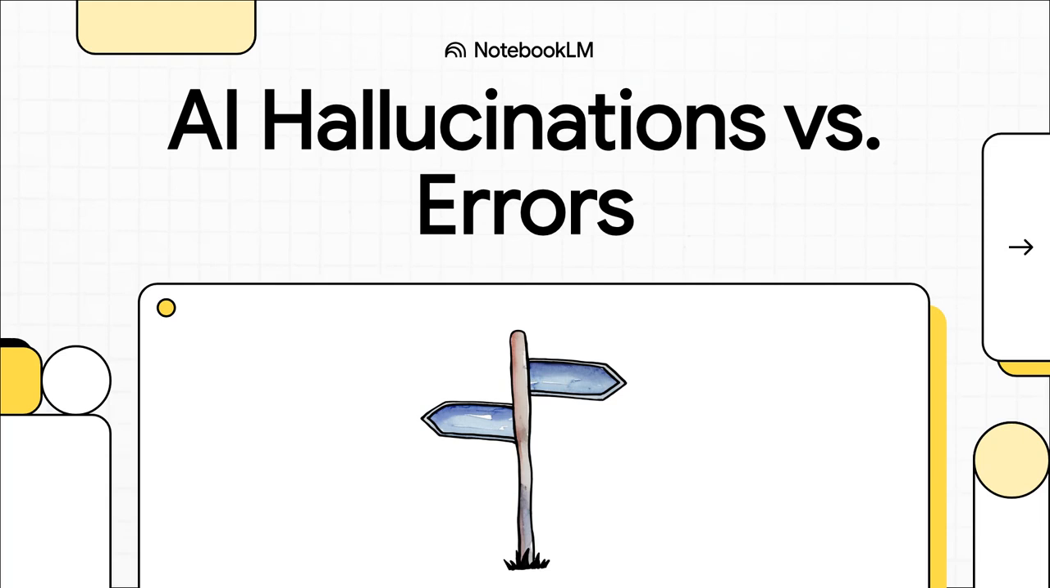All right, let's get right into it. If you spend any time with an AI, you've definitely had this happen. You get an answer that is, well, it's just wrong. But here's the thing, not all wrong answers are created equal. We're going to break down how you can become a pro at figuring out what's going on, because there are two totally different types of mistakes, and they each need a different fix.